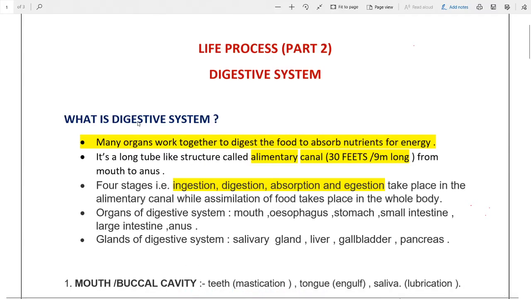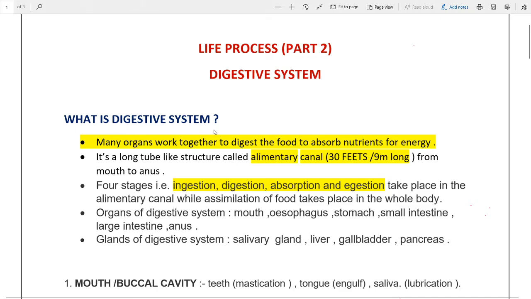Hello friends, today we'll discuss the life process chapter part 2, and in this part we'll discuss the digestive system. Before we start the digestive system, you should know what a system is. A system is when various organs work together for the same function.